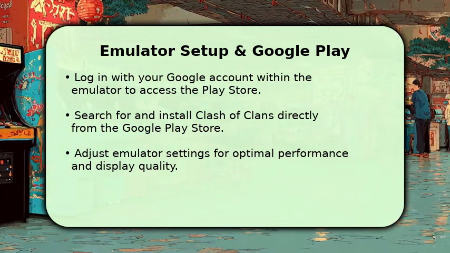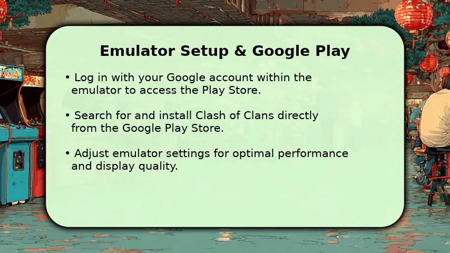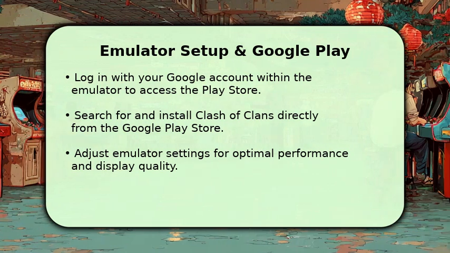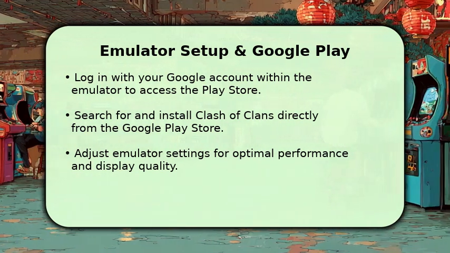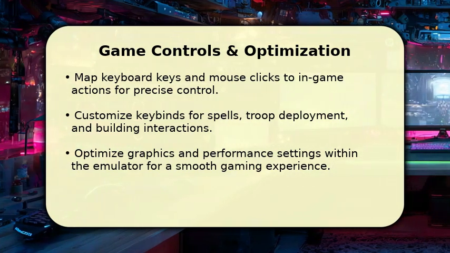The game download size is usually around 200 megabytes. Allow a few moments for the installation to complete, then you can launch the game directly from the emulator's home screen. With Clash of Clans installed, it's time to optimize your controls.